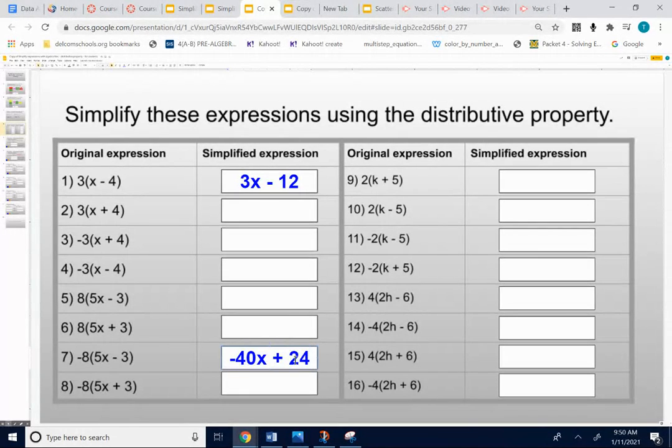So again, you're taking the number out front, you're multiplying it to both parts inside the parentheses. Treat subtraction symbols as if they're negatives, and be sure to write a positive or a negative between the two pieces. Let me know how you're doing on this and ask me if you have any questions.